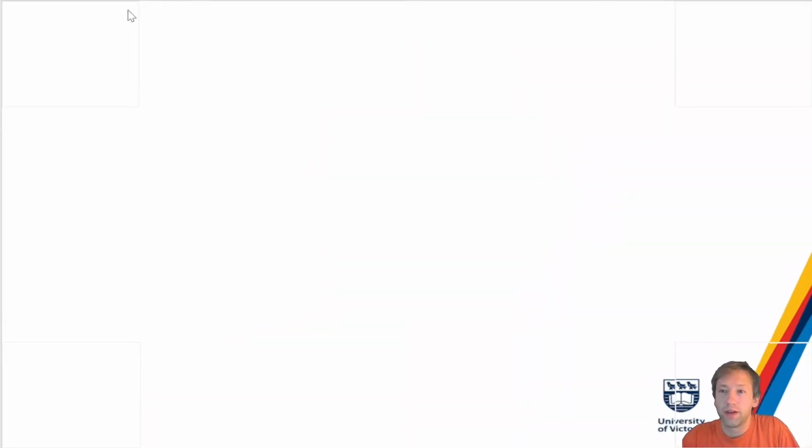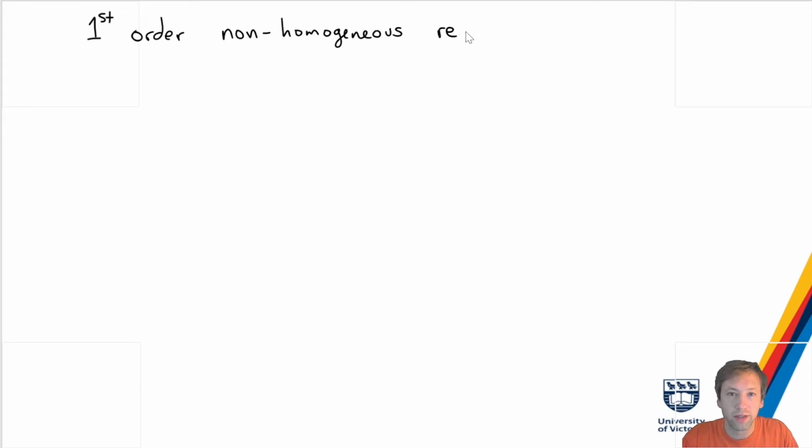Okay, we're going to keep talking about recurrence relations. I just wanted to do one more example similar to last time, and then we'll talk about certain types of second order recurrence relations. So last time, in the previous video, we were talking about first order, usually non-homogeneous recurrence relations. Oh, I should add the word here, linear.